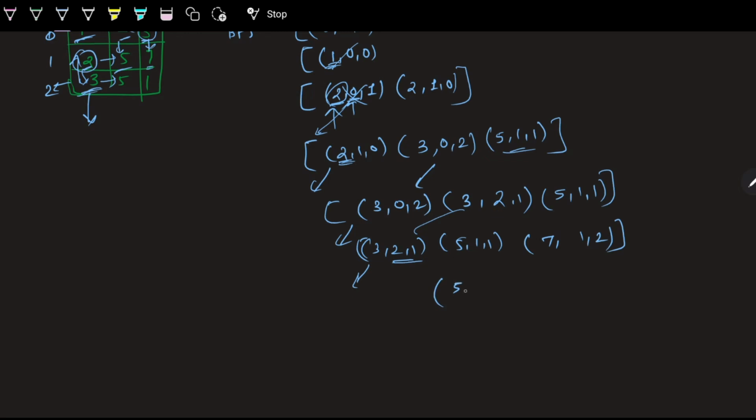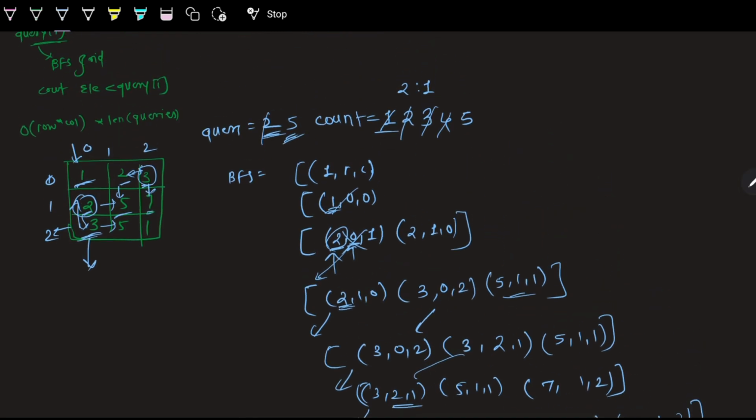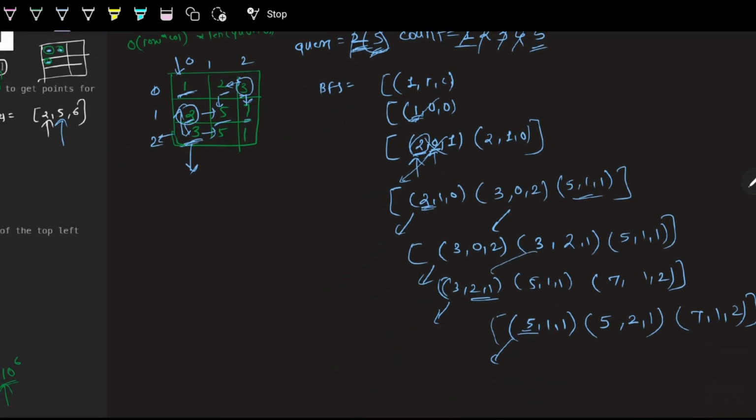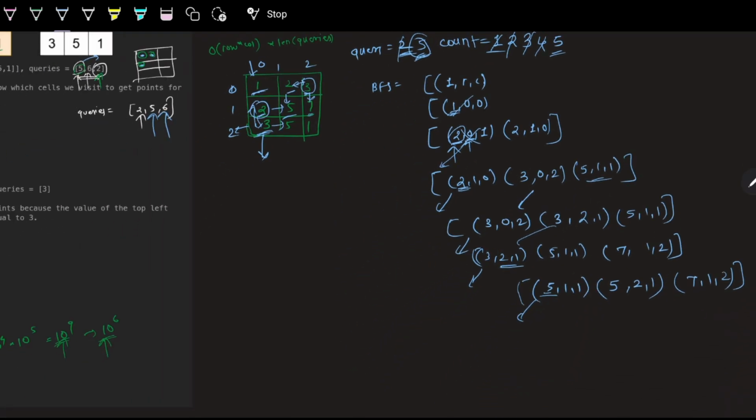So initially 5 1 1 will come first, as it is a min heap. Then 5 2 1 will come. Then 7 1 2 will come. I hope that is making sense. Now I will take this out, but this time the 5 and this 5 are equal, not less than. So I will stop my iteration, and I will just say for this query element 5, my count has become 5. Makes sense? And now I will take the next element in my query, that is 6.